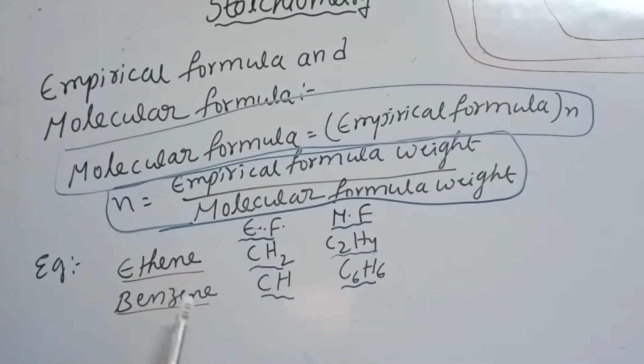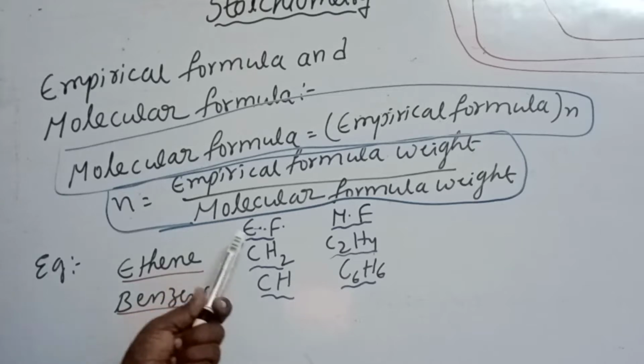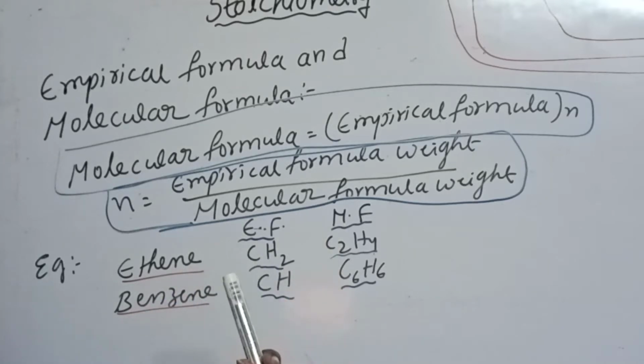For example, take a given compound, to know what its empirical formula and molecular formula are. Take ethene, or ethylene. The exact molecular formula of ethene is C2H4. But the empirical formula we can simply write as CH2. This is the simplest whole number ratio, isn't it? Carbon atoms 1 and hydrogen atoms 2, so 1:2. The simplest whole number ratio, not exact, is called the empirical formula.